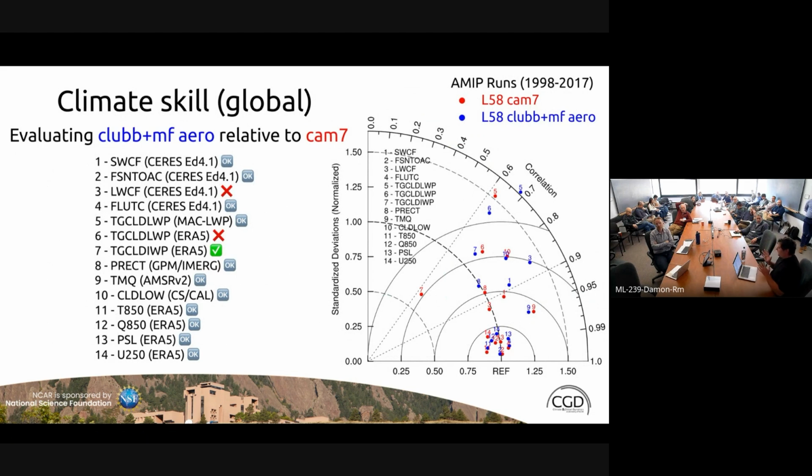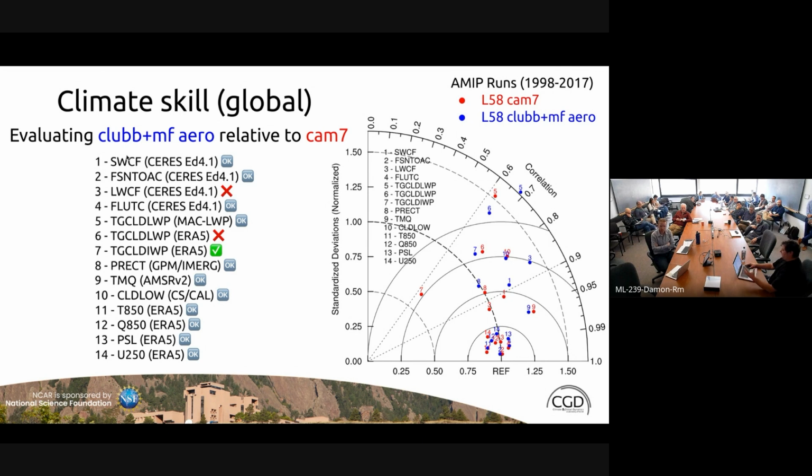So for the rest of this presentation, I'm going to be doing an evaluation of some aspects of ClubMF Aero against how it might be different from CAM7's latest and greatest. And we've done this using AMIP runs, 20-year AMIP runs from 1998 to 2017. So the starting point is the view I like to take from 35,000 feet, where I'm constructing a Taylor diagram that shows the global skill of various variables, which I've listed here.